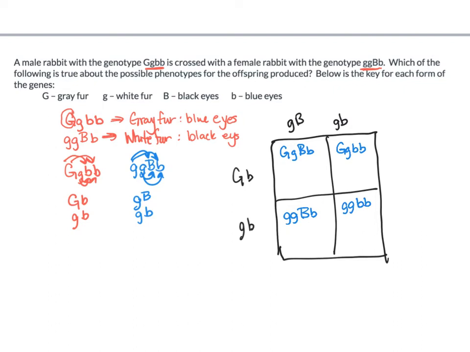So then what you're going to do is go through and figure out the phenotypes for these, just like we did on the first one. Okay? And then you have to answer the questions. What's true about the phenotypes of the offspring? So for example, big G, little g, and big B, little b would mean that this possible phenotype would be gray fur and black eyes, right?